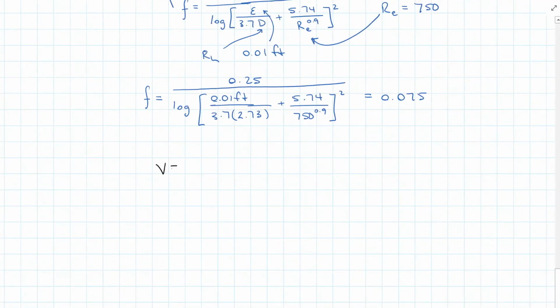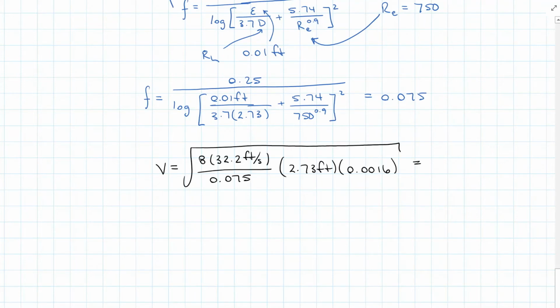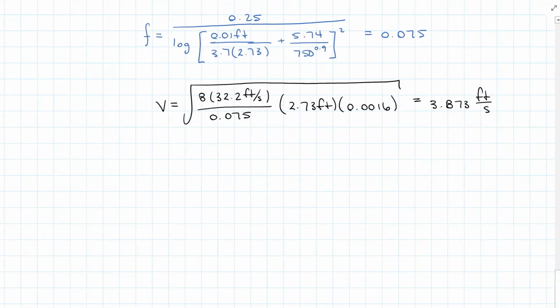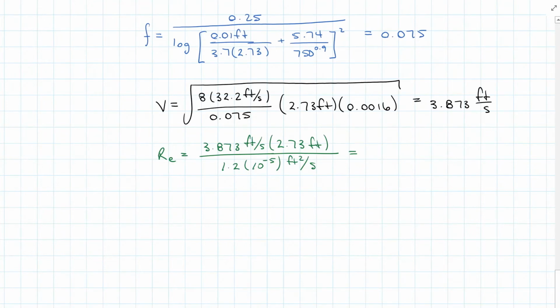Plugging that into my velocity equation, I calculate a velocity of 3.873 feet per second. Now that I have a velocity, I can calculate my actual Reynolds number. I was not given a water temperature, so I just assumed standard water temperature, which is about 1.2 times 10 to the negative 5. And I get a Reynolds number of 881,107.